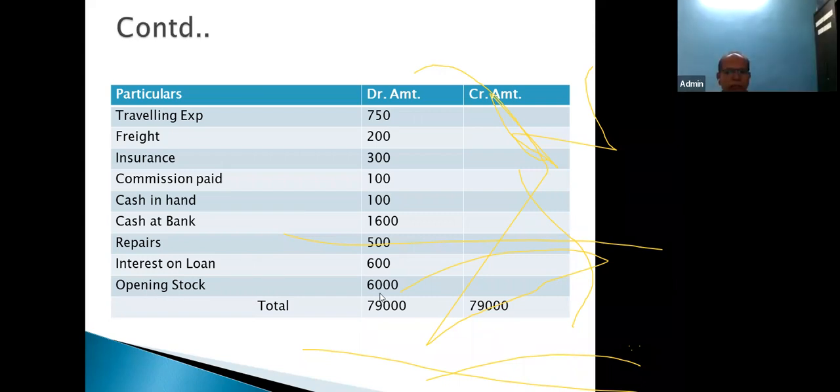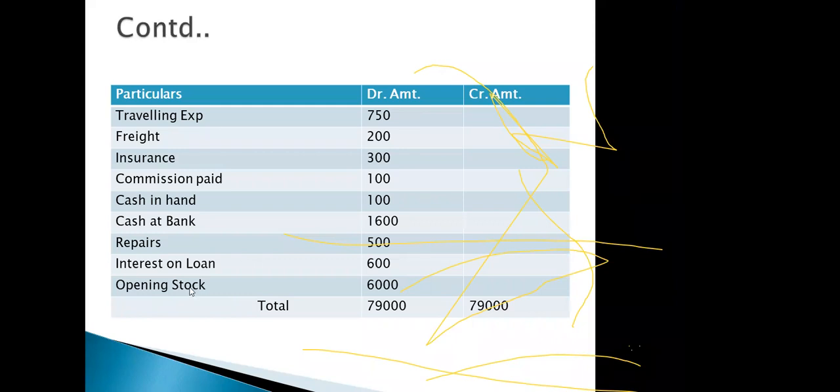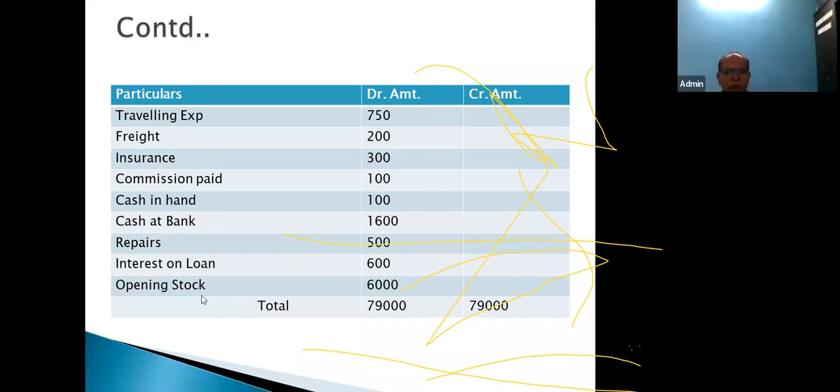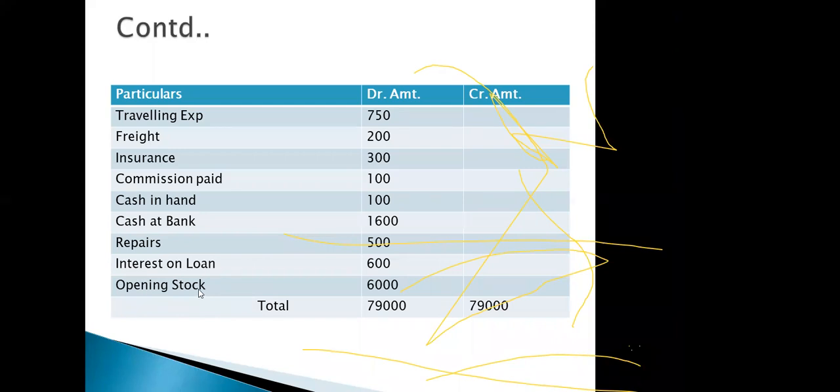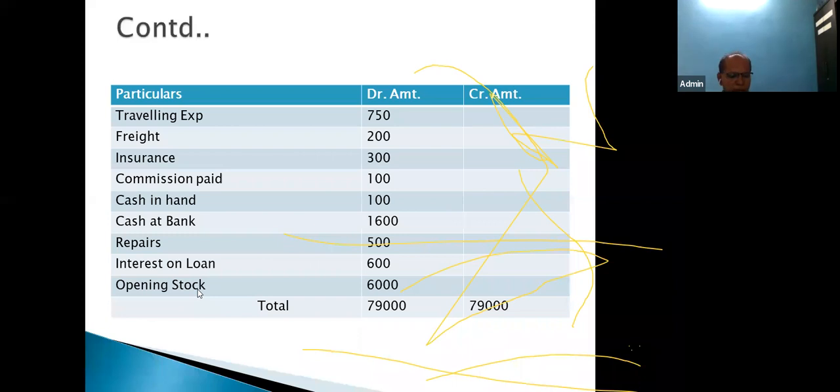Okay. Now next is opening stock. Yesterday this item was not there, so this is new learning for us. If you are given opening stock in the trial balance, it has to be recorded in the trading account on the debit side. So come to your trading account. On the first line under trading account debit side, write opening stock 6,000.